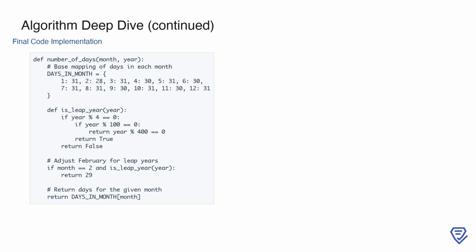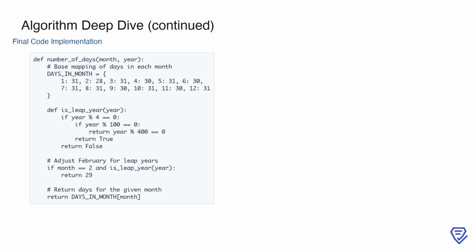Finally, let's look at the complete implementation of the algorithm. The number_of_days function begins by defining the days_in_month dictionary, which stores the default number of days for each month. It then defines the helper function is_leap_year, which encapsulates the logic for determining whether a given year is a leap year. Next, the function checks if the given month is February. If it is and the year is a leap year, it returns 29 days. Otherwise, it returns the predefined value for the given month from the dictionary.